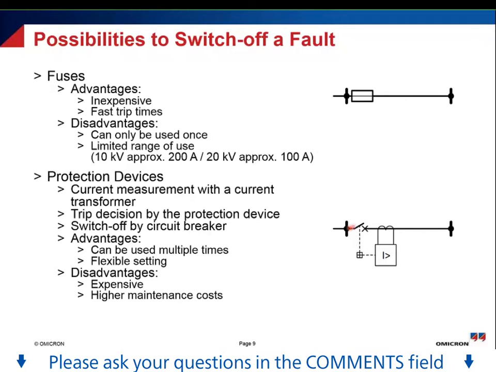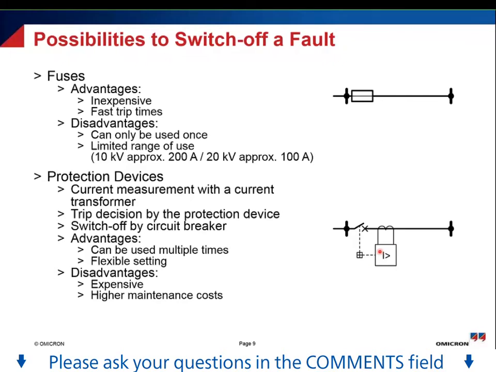And the advantages of these protection devices is that they can be used multiple times. So you can switch off and switch on the circuit breaker again and again and again. And also it is a very flexible setting. Usually these devices are nowadays digital devices, and here you can put in almost any imaginable setting to define when the relay should trip or not.